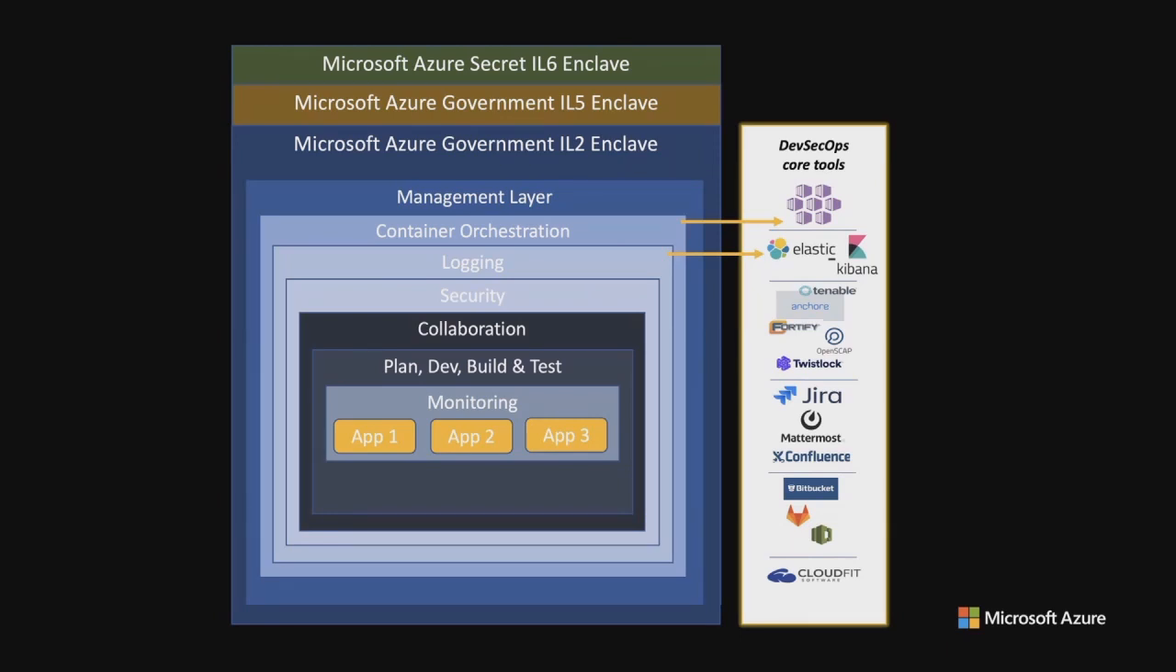Then down below, you'll see some other categories of tools here like security, collaboration, plan, dev, build, and test, and finally monitoring. You'll likely recognize some familiar tools here like Encore, Jira, and Mattermost that complete our full DevSecOps stack.